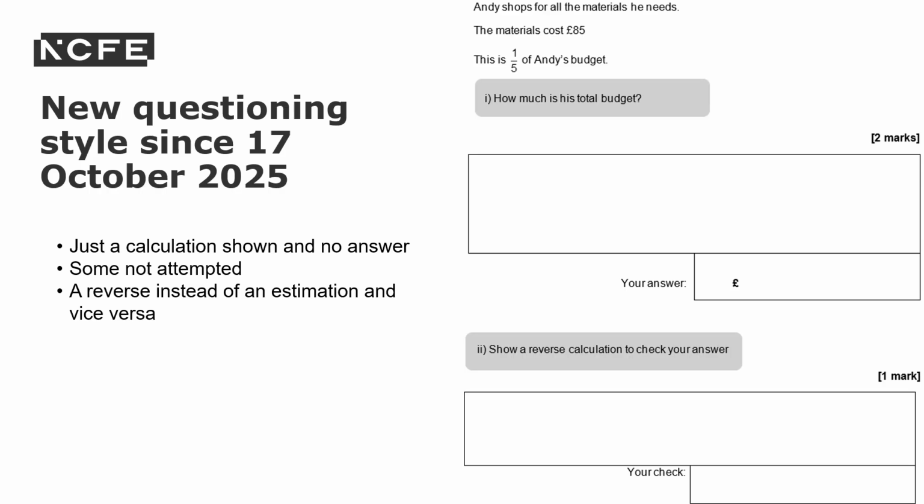So what happened in the first batch of assessments that was sat, the Chief Examiner noticed that learners were either doing a reverse when it asked for an estimation, or they were doing an estimation when it asked for a reverse. And so therefore no marks could be awarded. There were also some learners who did an estimation with a reverse, and that is not required. It's not required to do an estimation and a reverse.